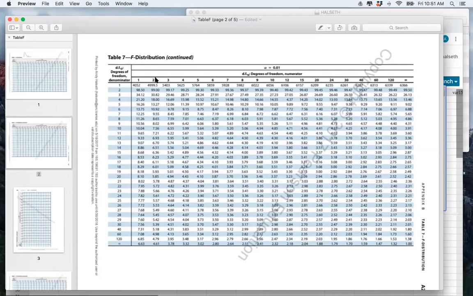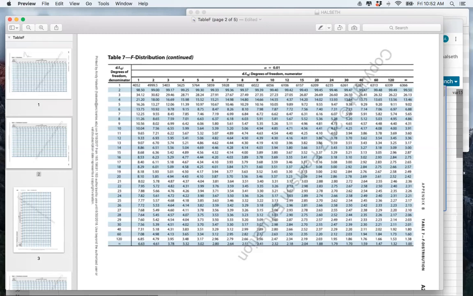Sorry, my dog's barking. Use those values, 2 and 10, and that leads you to that 7.56. That's your critical value, your F sub 0. All right, so that's how that works.